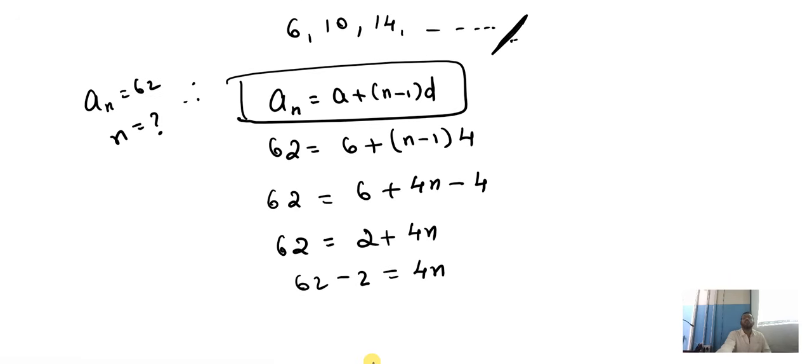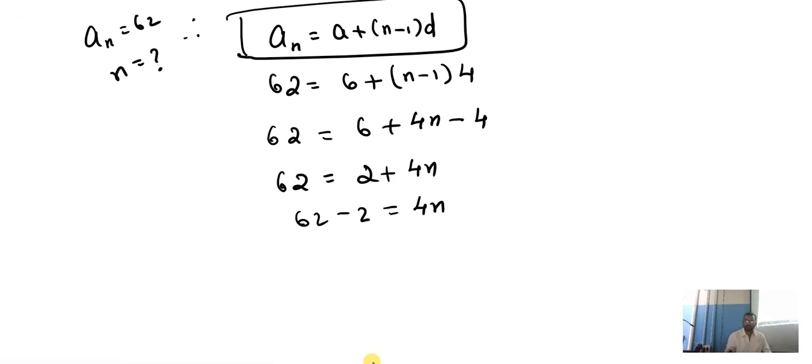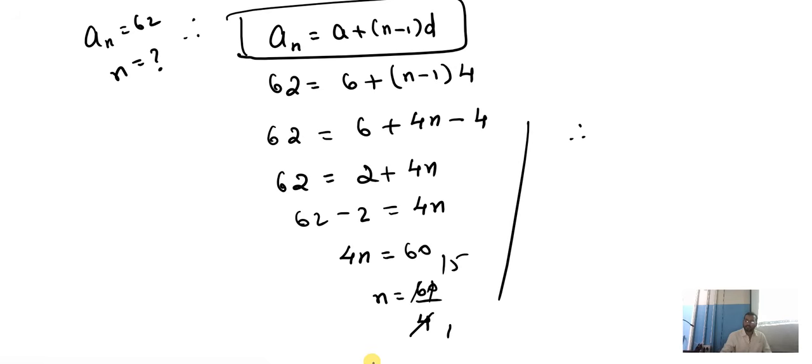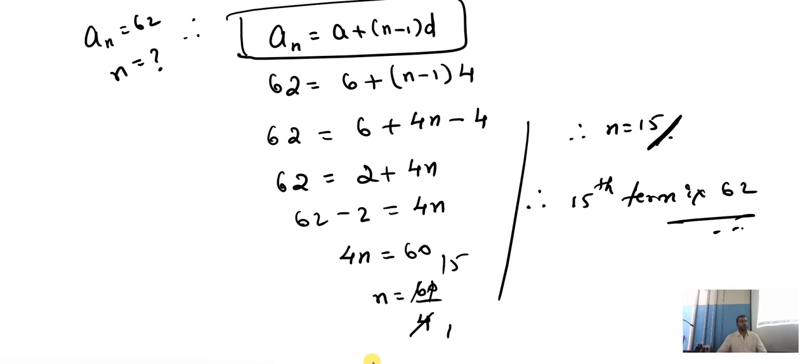Now we can say that 4n is equal to 62 minus 2 is 60. N is equal to 60 by 4. 4 ones are 4. Remainder 2. 20. 4 fives are 20. Now we can say that therefore the value of n is 15. Now therefore we can conclude that the 15th term is 62.